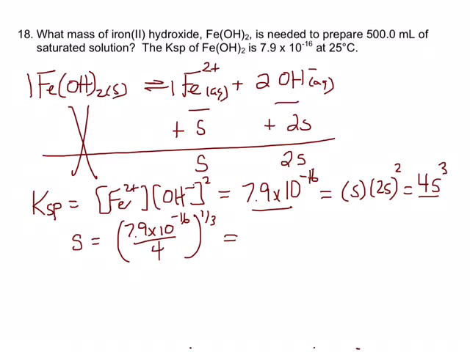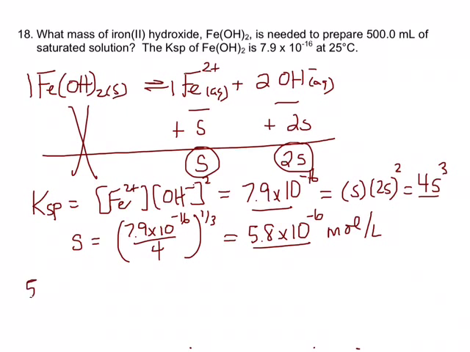So when I do that, I get 5.8 times 10 to the minus 6. And that will be moles per liter of the iron hydroxide. Now notice that also means that the iron's concentration is 5.8 times 10 to the minus 6 molarity. If I wanted to know the hydroxide concentration and perhaps find the pH or pOH, I'd have to double this value to get the hydroxide. Now the question wanted to know what mass of iron hydroxide would dissolve. So let's take the volume, 500 milliliters.